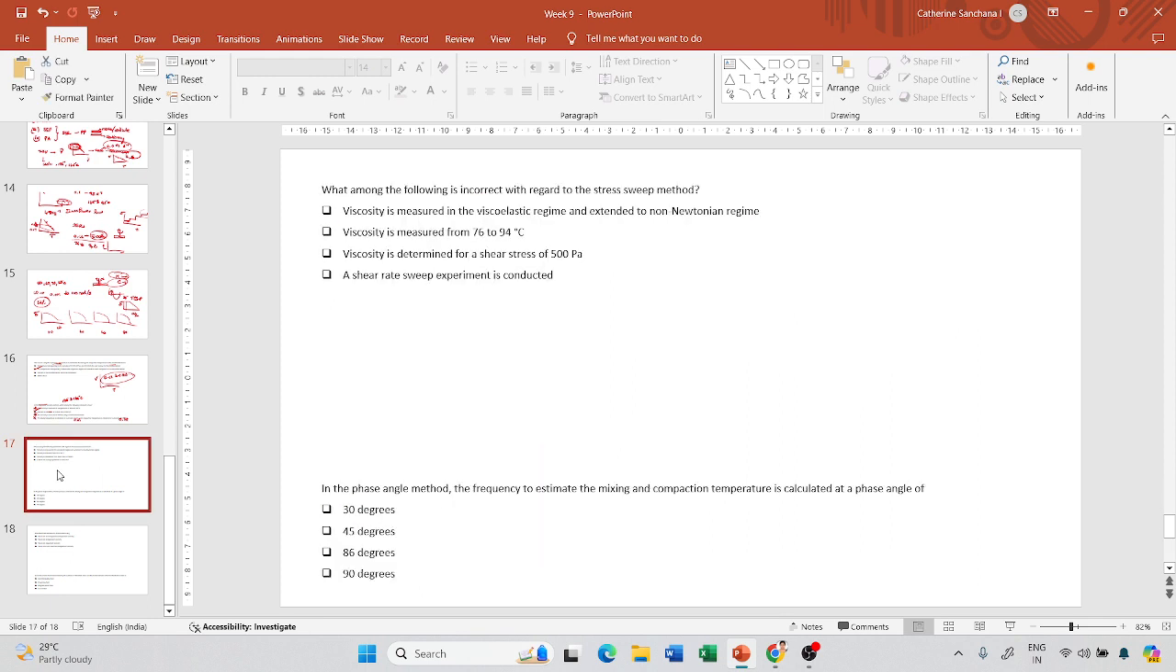Moving on to the next question. Which among the following is incorrect with regard to a stress sweep method or a steady shear flow method? Okay. Viscosity is measured in the viscoelastic regime and extended to non-Newtonian regime. So if you see, you are doing this experiment only from 76 to 94 degrees Celsius, in which your material response will be viscoelastic.